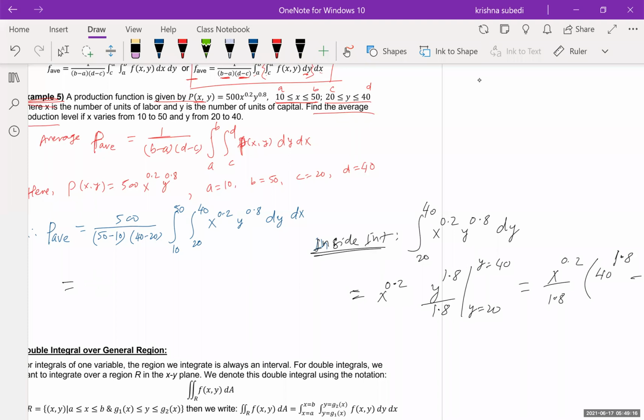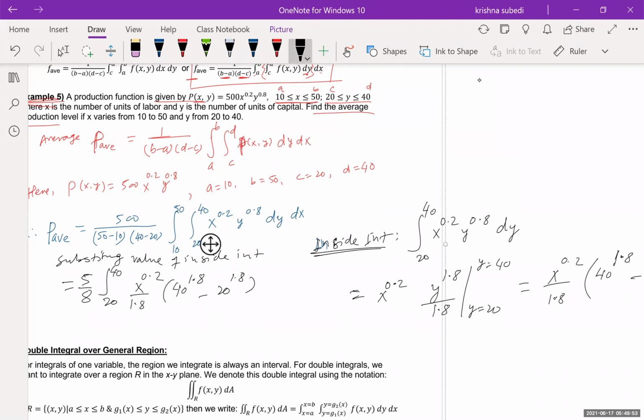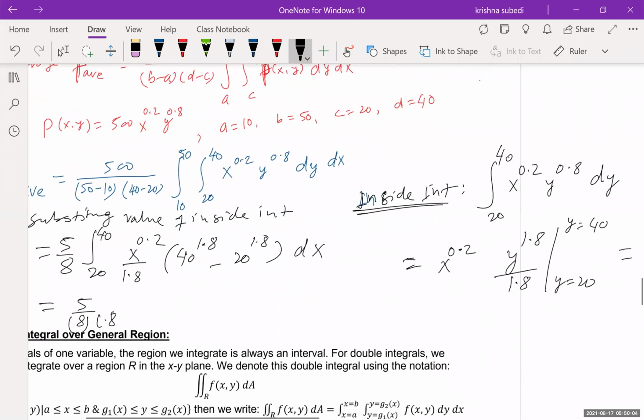Can I write simply 5 over 8? This side will be 5 over 8. And substituting the value of the inside integral, you're going to get the integral from 10 to 50 of x raised to power 0.2 over 1.8, and we have 40 raised to power 1.8 minus 20 raised to power 1.8, dx. So let me write down all the constants outside to make life easy. I'll get 5 over 8 times 1.8 in the bottom.